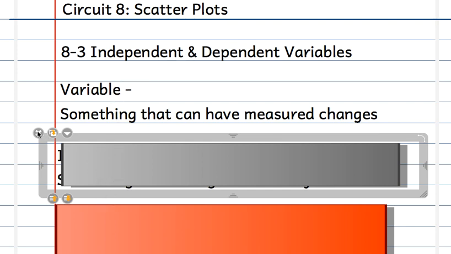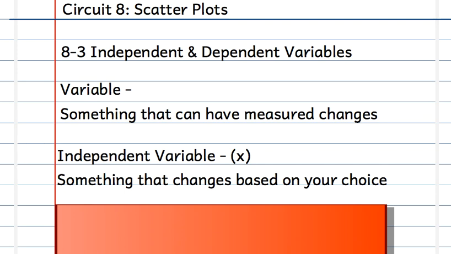There's two categories of things that change. We have the independent variable, and that's usually represented by X. That's something that changes based on your choice. Like if we're going to talk about age and how many wrinkles you have, we would choose to look at people of different ages. That would be our choice. We can't choose to say, oh, you have 6 wrinkles. People have wrinkles on their face. We don't get to choose that.